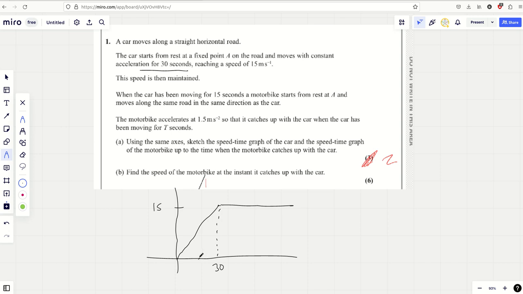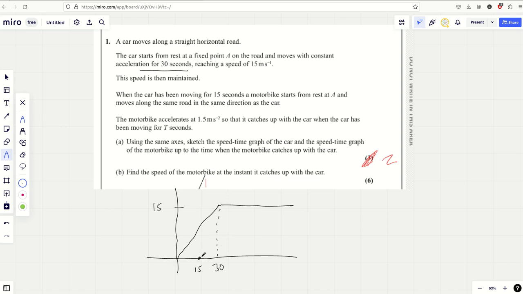When the car's been moving for 15 seconds, they like these questions as well. There's some good examples in the old Red Rayner textbook for this. A motorbike starts from rest at A and moves along the same road in the same direction as the car. The motorbike accelerates at 1.5 meters per second squared, so it catches up with the car when it's been moving for t seconds. Okay, it catches up with the car.